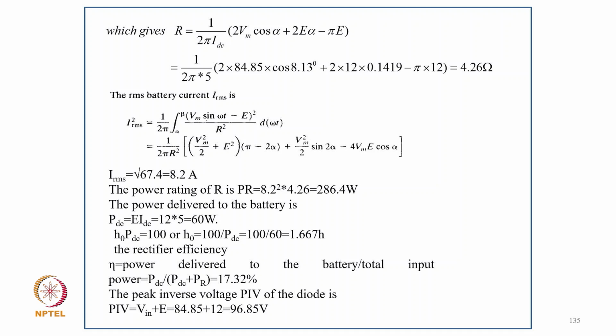And the battery RMS current is IRMS equal to square root of 1 upon 2 pi, integral from alpha to beta of (Vm sin omega t minus E) square divided by R square. Putting the value, it comes to 8.2 ampere, and the power rating of R is PR equal to 8.2 square into 4.26, that is 286.4 watt, and power delivered to battery is PDC equal to E IDC, that is 60 watt, and with PDC times H equal to 100, H becomes 1.667 hour, and the rectifier efficiency is power delivered to battery divided by total power, so it becomes PDC upon PDC plus PR, that is 17.32%, and peak inverse voltage is Vm plus E, that is 96.85 volt.